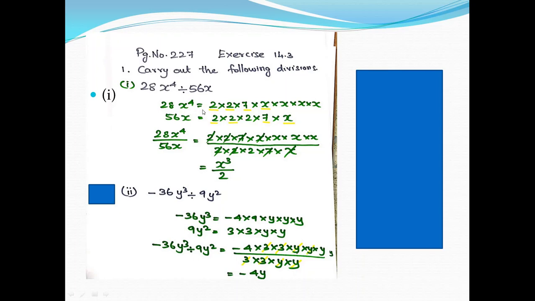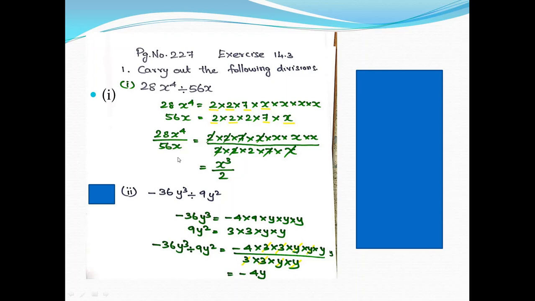28x to the power 4 can be factorized as 2 multiplied by 2 multiplied by 7 multiplied by x multiplied by x multiplied by x multiplied by x. So this is the way you can factorize, in irreducible form. Next, 56x can be factorized as 2 multiplied by 2 multiplied by 2 multiplied by 7 multiplied by x. So now we have to divide that.